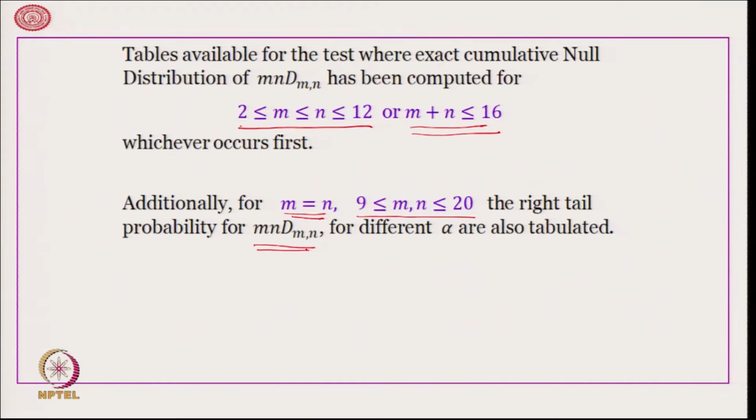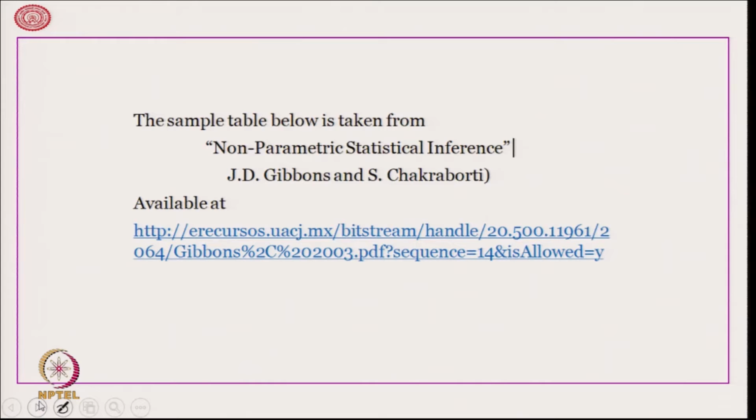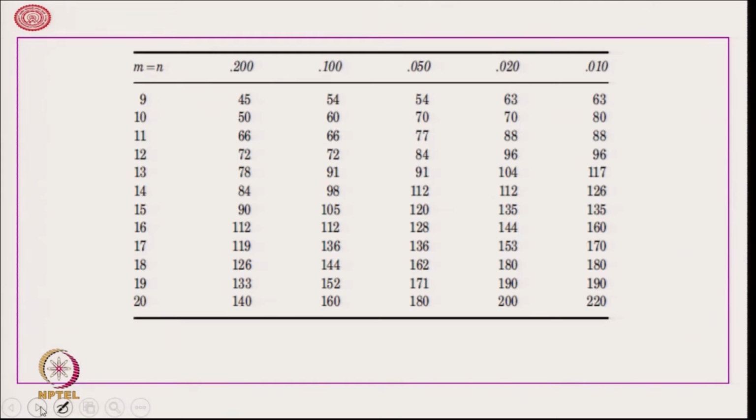So, let us first look at the table which we have taken from this URL, and it is from the book by J. D. Gibbons and S. Chakraborti on nonparametric statistical inference. I have been referring to this book many times. So, if you want, you can look at it. It is available over the internet, and you can look at this table.